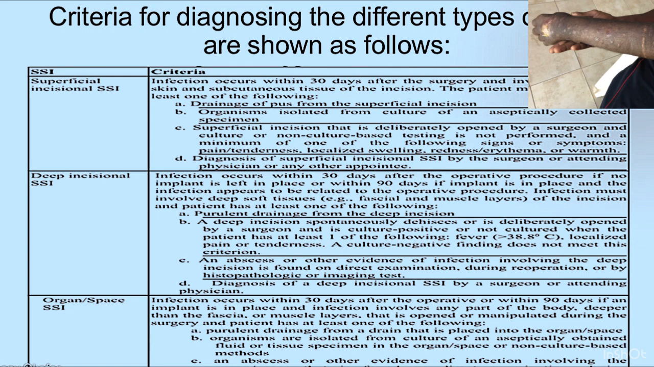But for the organ or space surgical site infection, the infection occurs also within 30 days after the operation, or within 90 days if an implant was used. And then there's involvement deeper than the fascia or muscle layer that is opened or manipulated during the surgery, and the patient has at least one of the following: purulent discharge from a drain that is placed into the organ or the space; organisms isolated from culture of an aseptically obtained fluid or tissue specimen in the organ, or by non-culture based method; an abscess or other evidence of infection involving the organ or space that is found on direct examination.